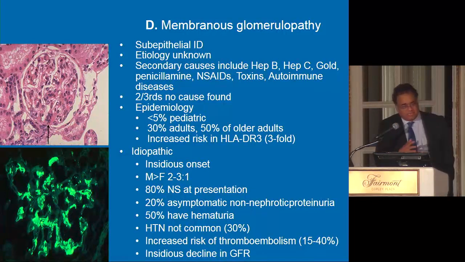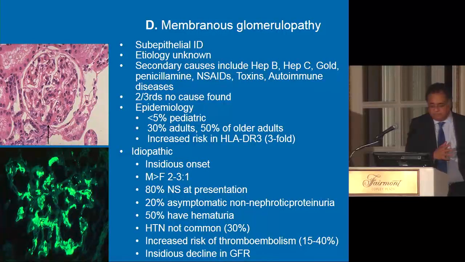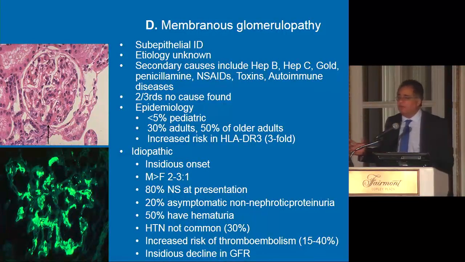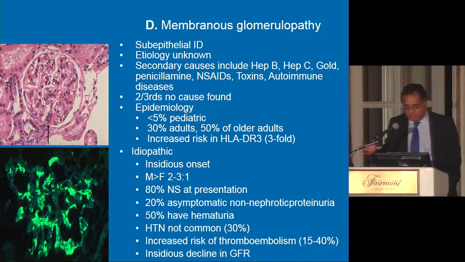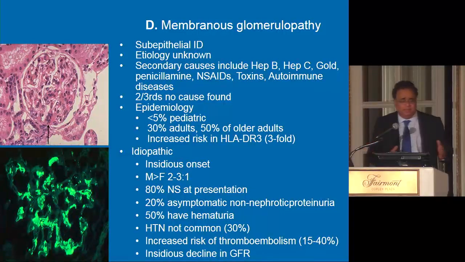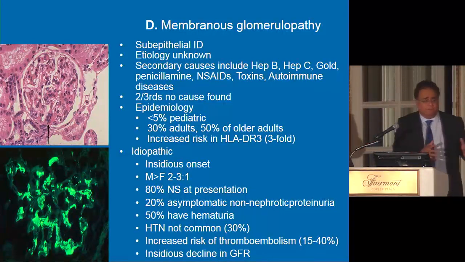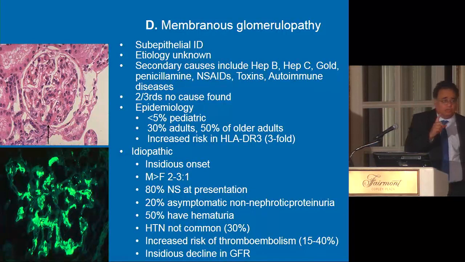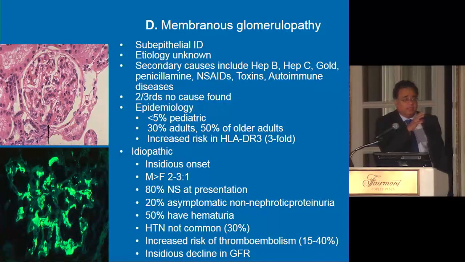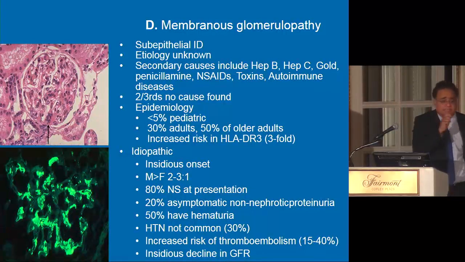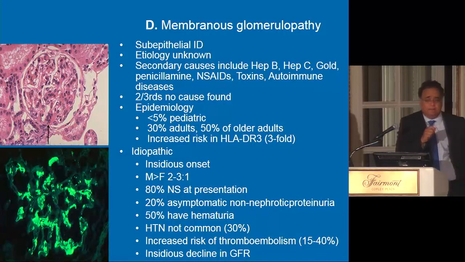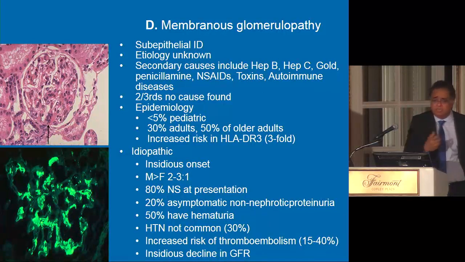Idiopathic, insidious onset, more common in males than females. 80% have nephrotic syndrome at presentation. About 20% are asymptomatic. They have non-nephrotic proteinuria. Like with anything in life, some patients will have a milder form. They tend to have a better prognosis. About half of the patients have hematuria. And so just because you have hematuria in the context of proteinuria, don't think that this is absolutely not membranous. It can be membranous.